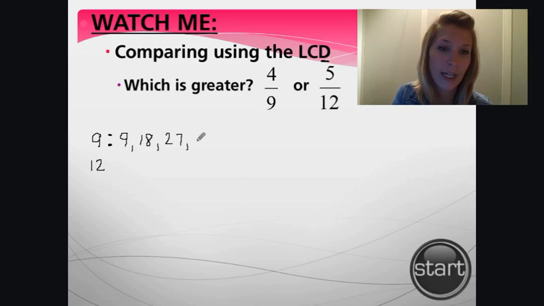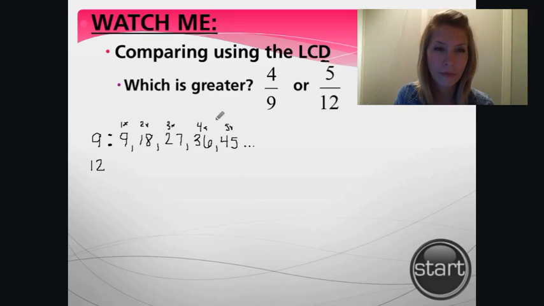27 plus 9 is 36. 36 plus 9 is 45, and so on and so forth. Another way to think about this is 1 times 9 is 9. 2 times 9 is 18. 3 times 9 is 27. 4 times 9 is 36. And 5 times 9 is 45.